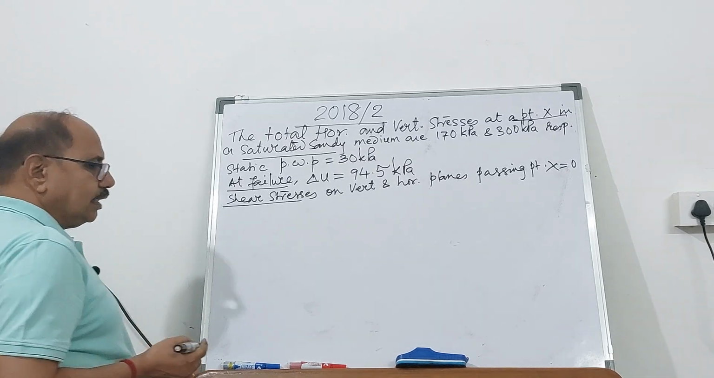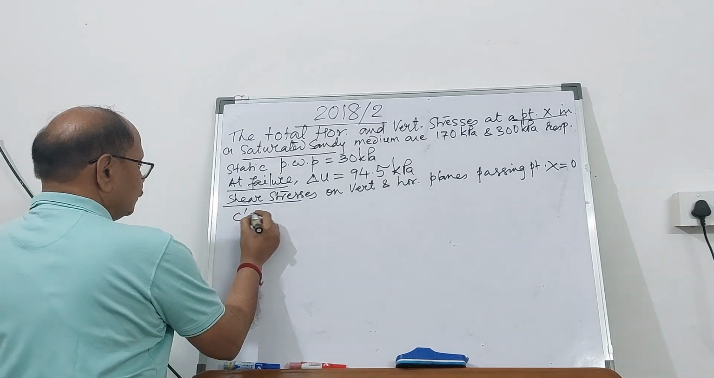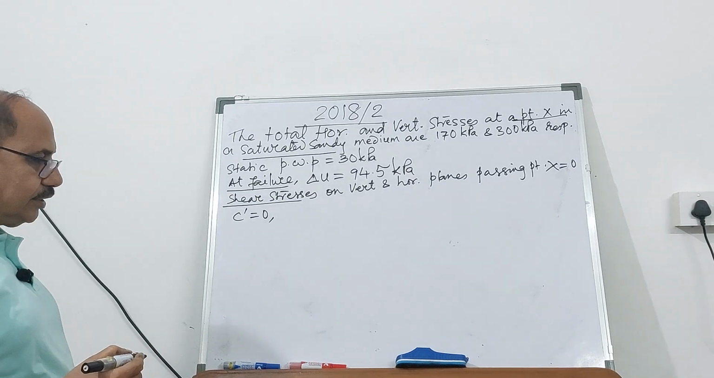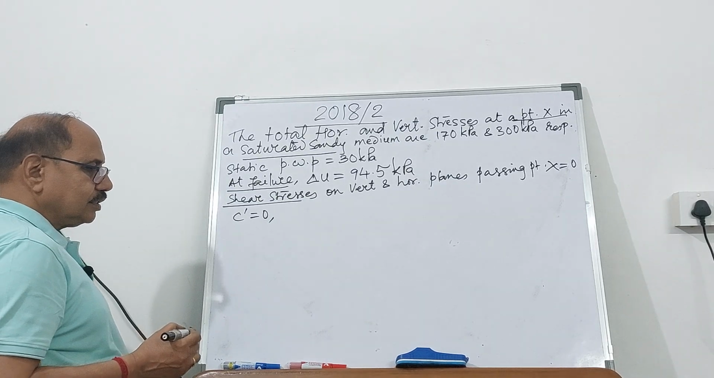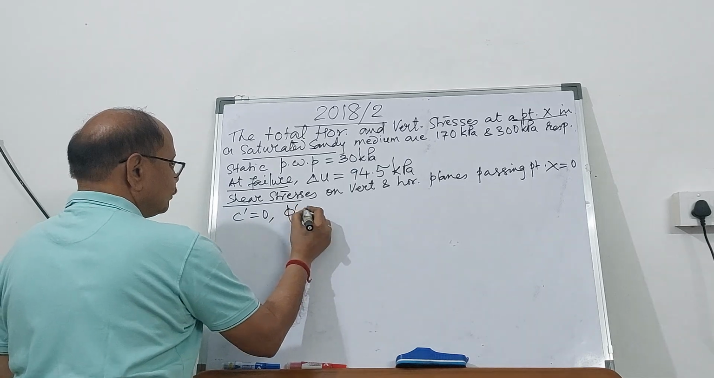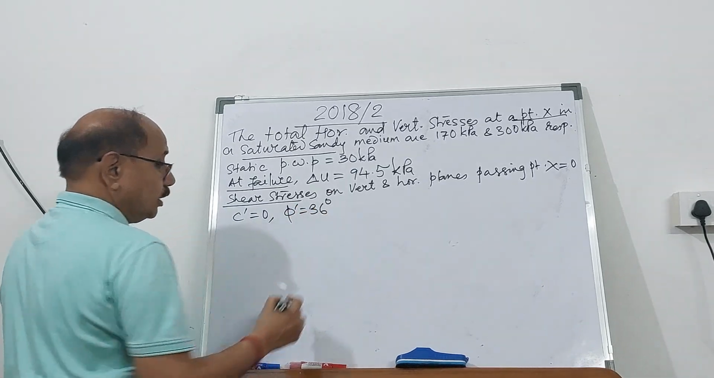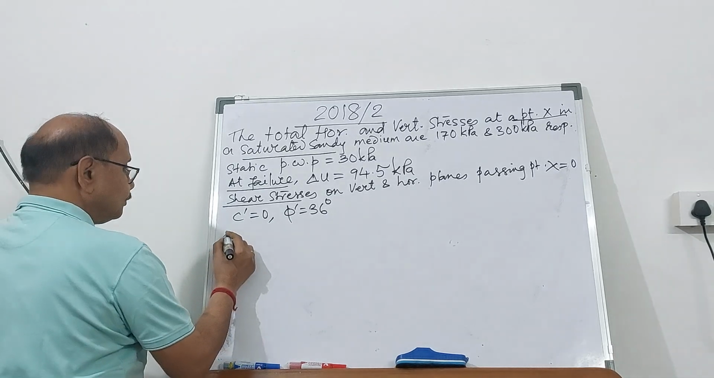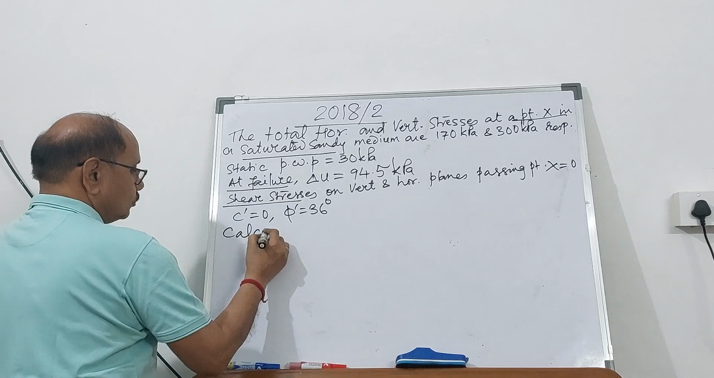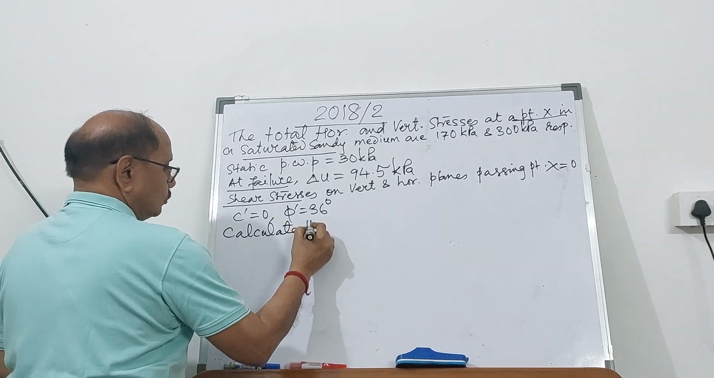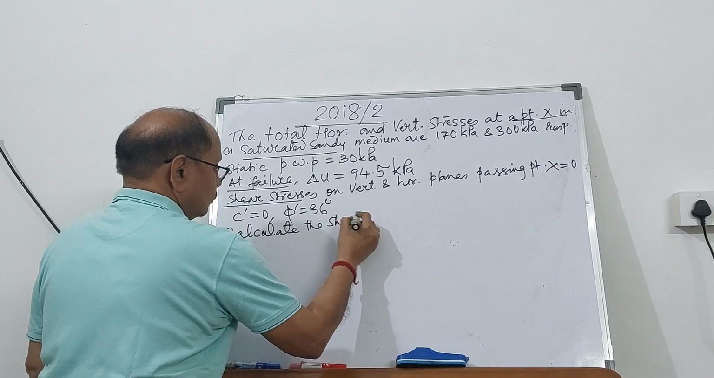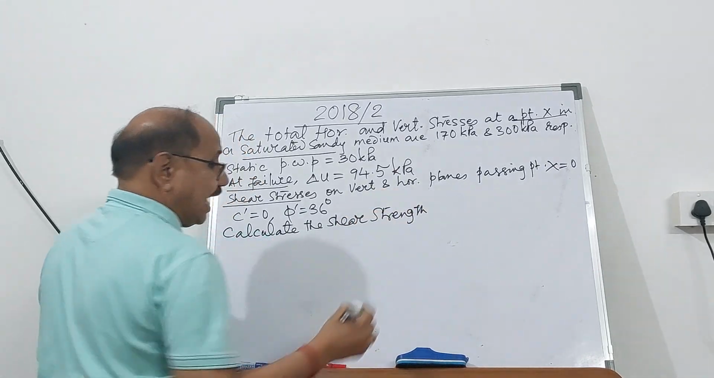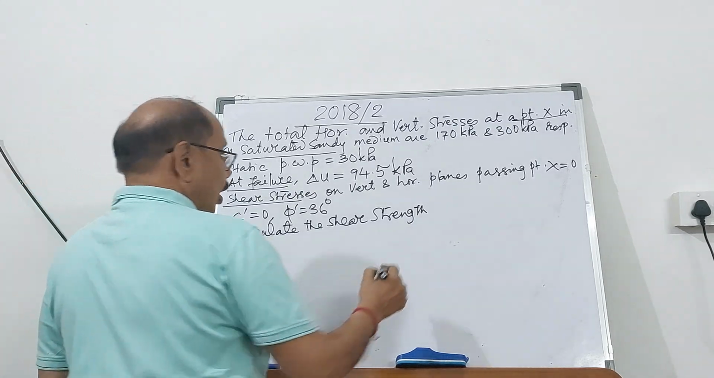And C prime is given as 0 because it is fully saturated sandy soil. So the C prime and phi prime is given to you as 36 degrees. Calculate the shear strength at point X.